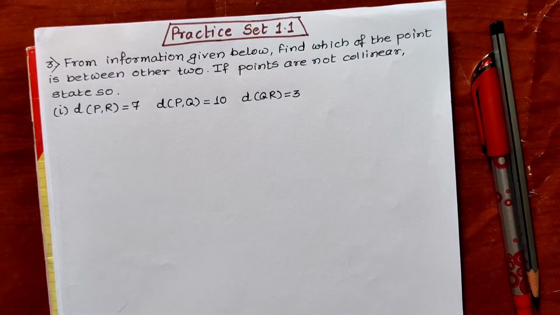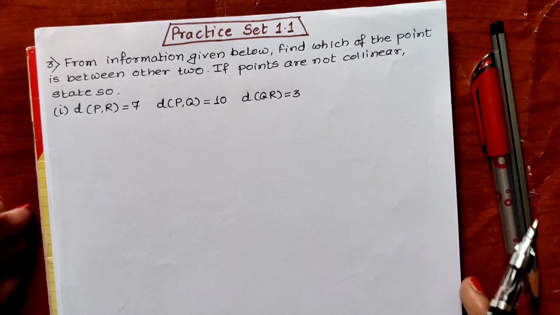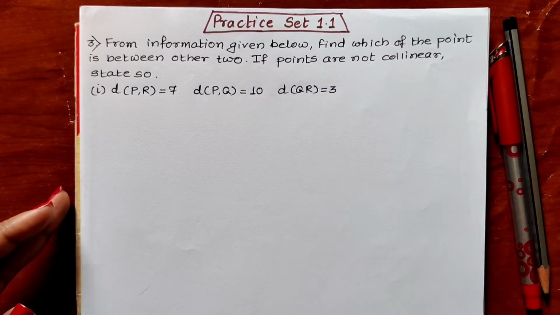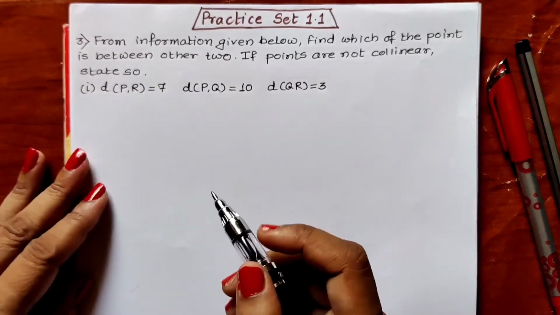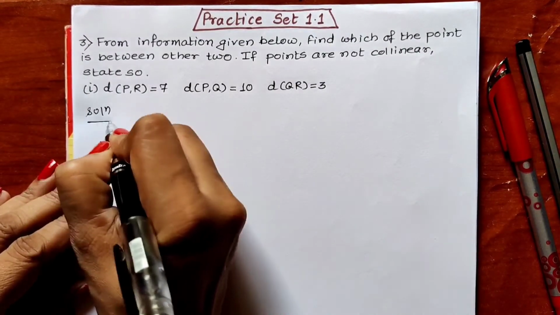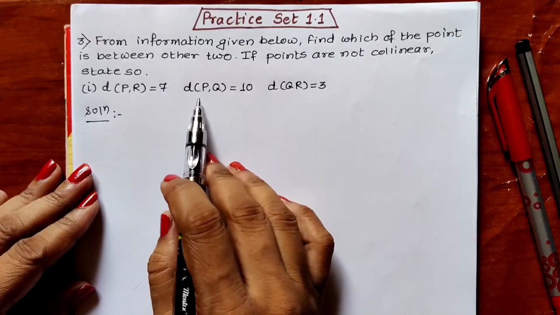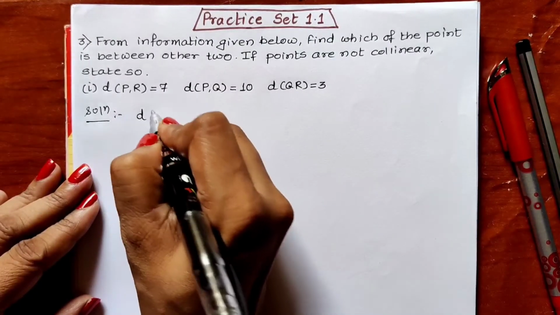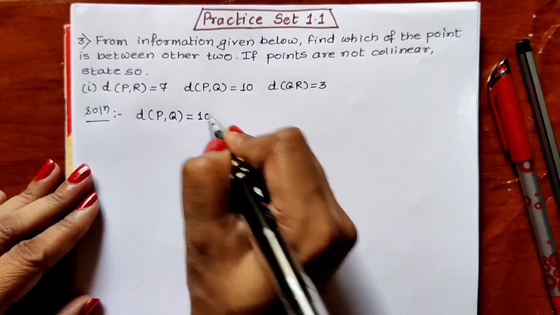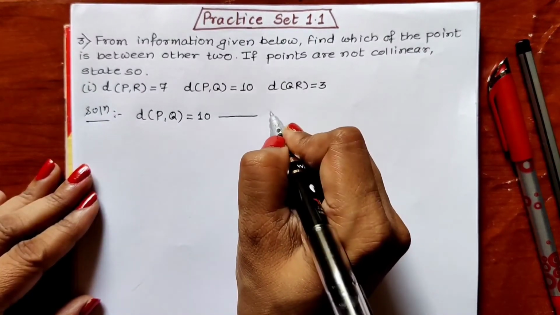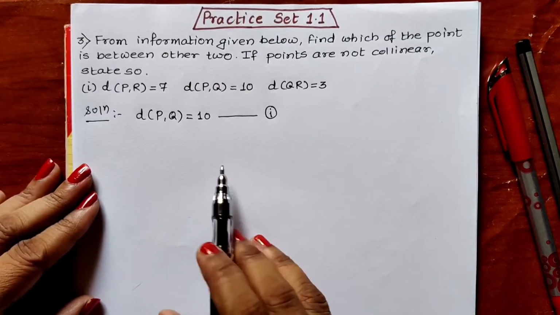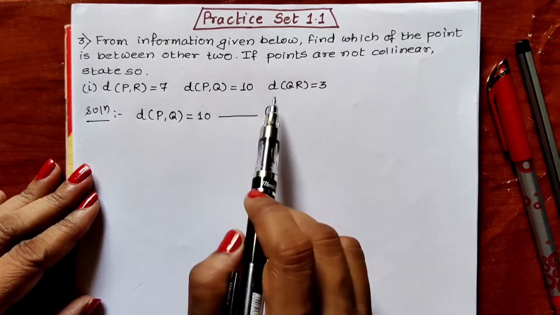As you all can see, I have written the question on my page. And we will solve it. Solution. We take the bigger distance first. Distance PQ, PQ is equal to 10. This is given to us. This will be our equation number 1. And then we will add these remaining 2 distances.